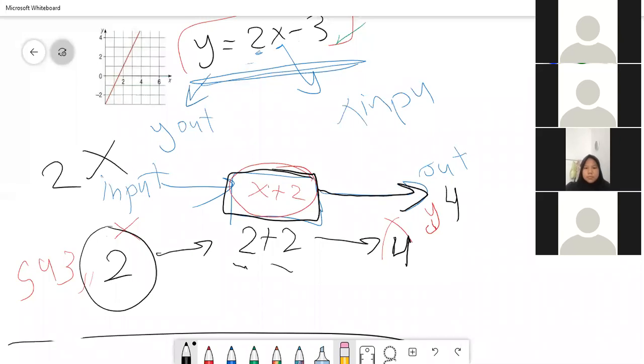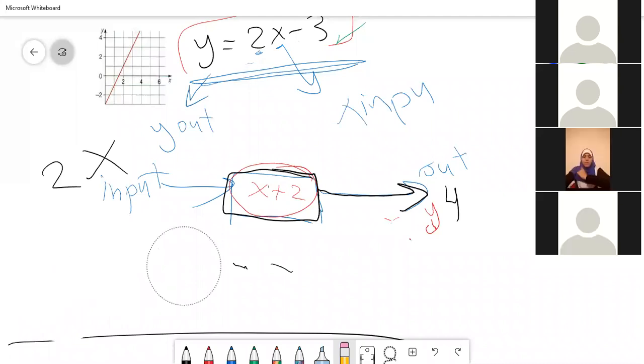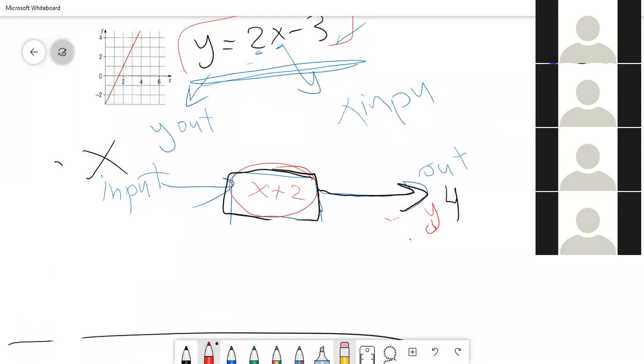Imagine this is a machine. You put something inside, then you get something output. Our input was 2 and our output was 4 in this case. What if you have 3 as input? If the input was 3, what is going to be the output?